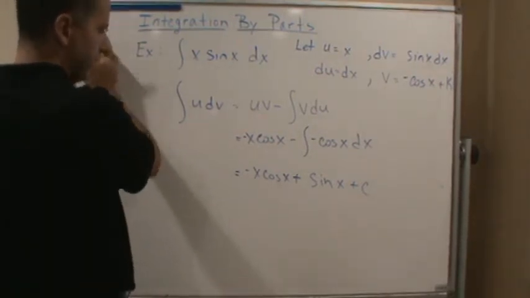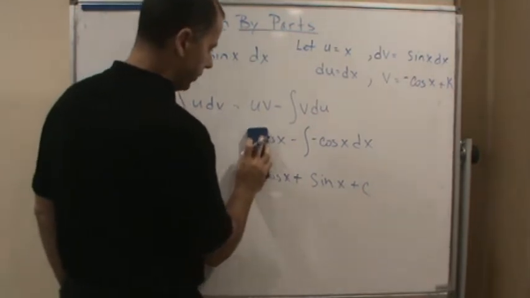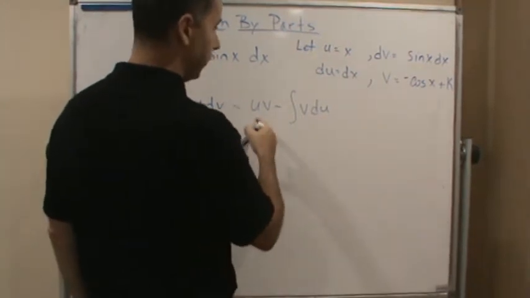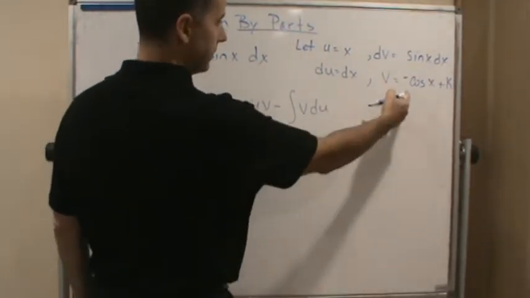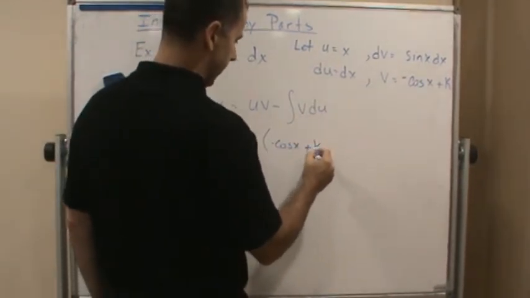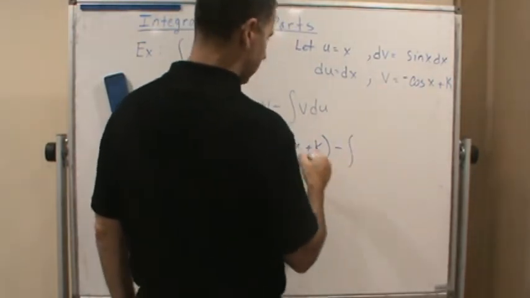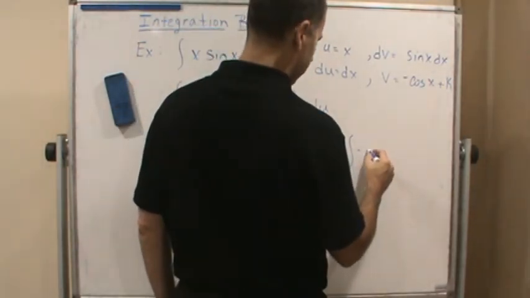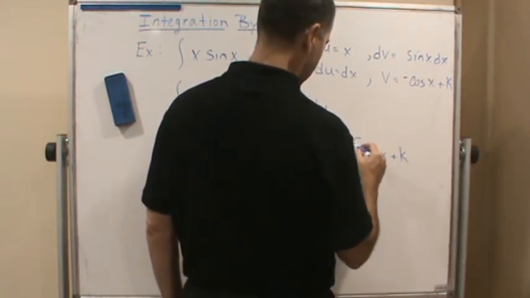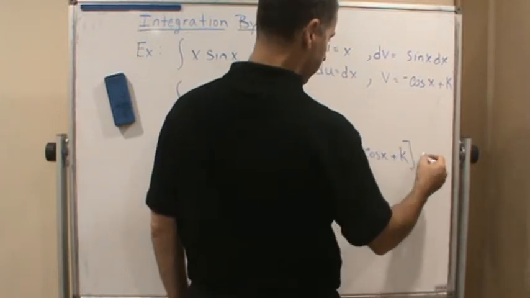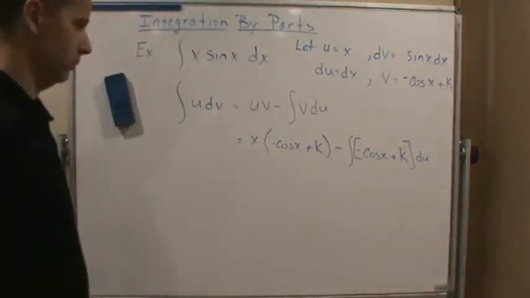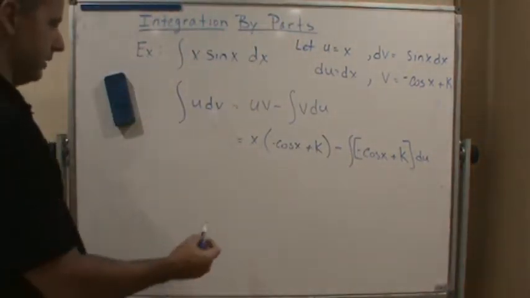So if I go to this here, and I redo this part and plug it in here, u is equal to x, v is equal to this, so I'll put this as negative cosine x plus k, minus the integral of v, which is negative cosine x plus k, du. Okay, so let's simplify this.